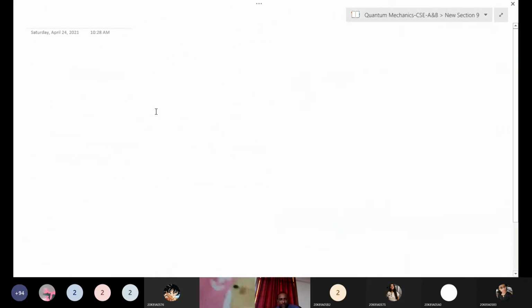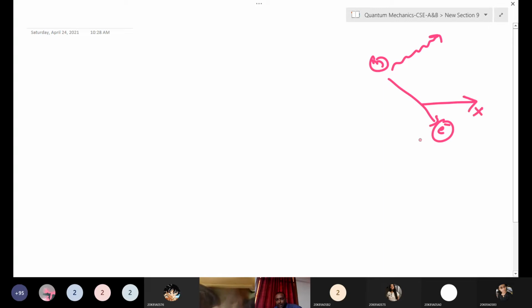So I am taking a new page. Here you can see clearly. After scattering, the photon is going in this direction and the electron is going in this direction. Here also we are considering two directions: this is the X direction and this is the Y direction. What is the angle here? The recoil angle is phi. This is theta and this is phi.